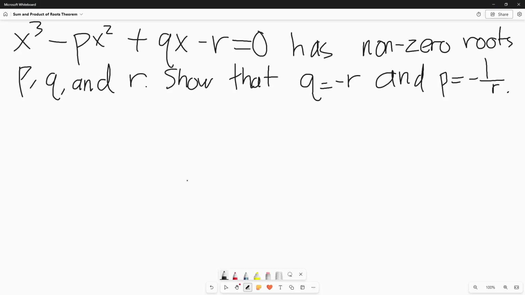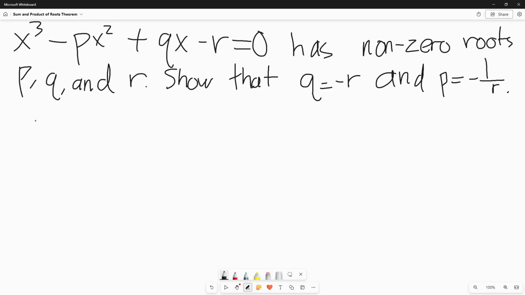Now, let's do one last practice problem. If you think you know how to do this one, then pause the video and try it. This problem says x cubed minus px squared plus qx minus r equals 0 has non-zero roots p, q, and r. Show that q equals negative r and p equals negative 1 over r. This problem might seem a little bit confusing, and you might not know where to start, but since we're given all of the roots and the equation, let's try using the sum and product of roots theorem.